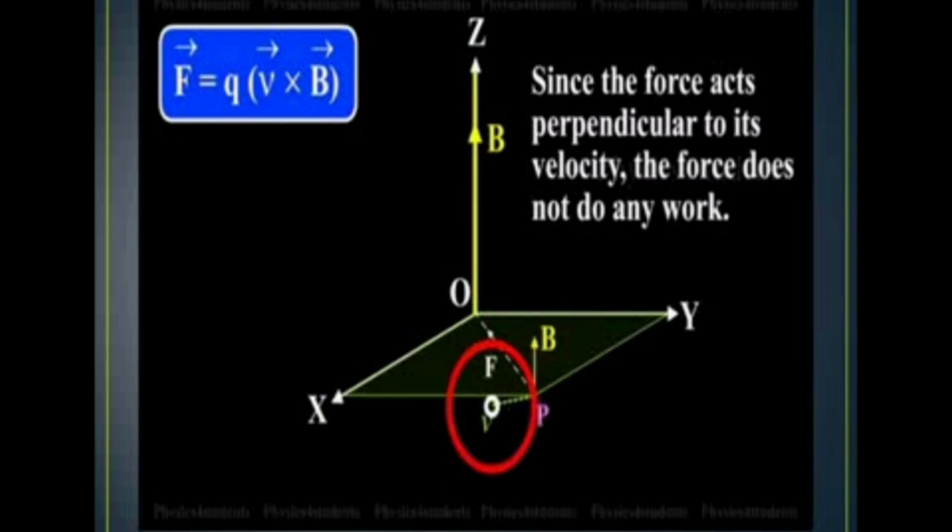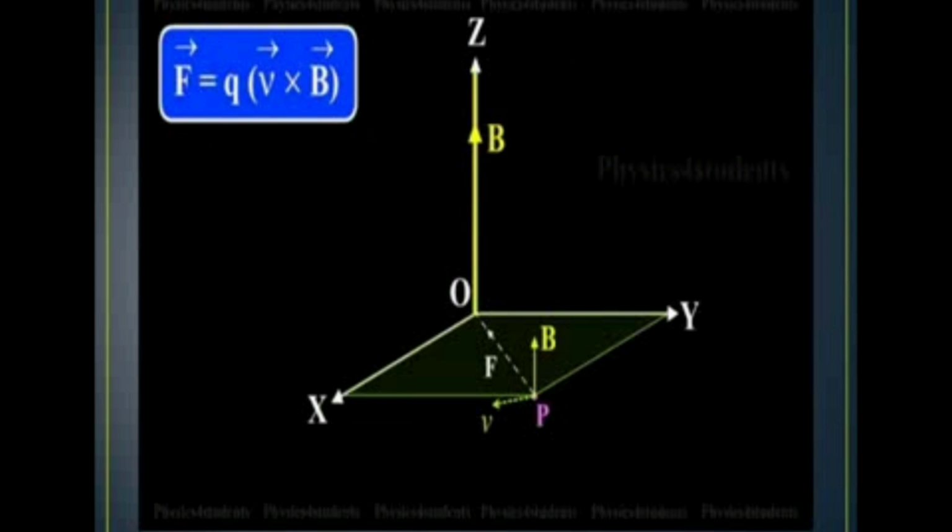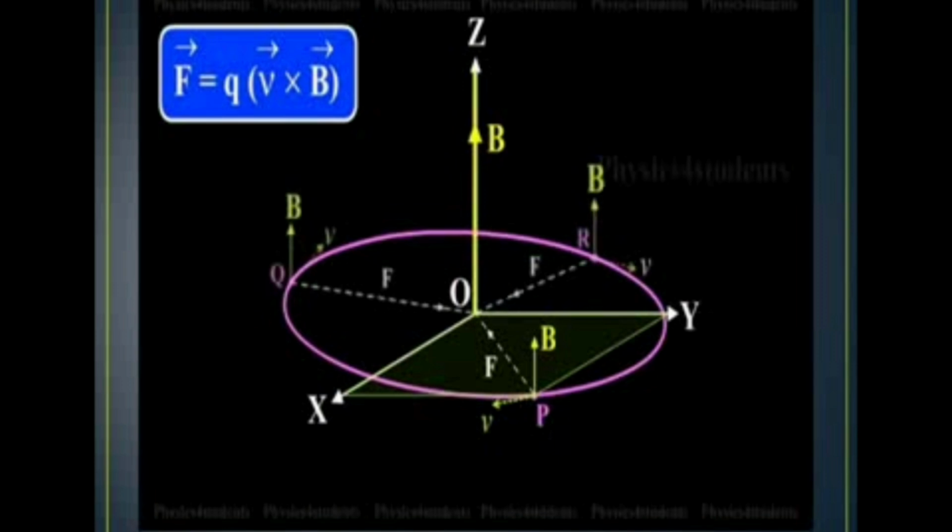Since the force acts perpendicular to its velocity, the force does not do any work. So that force does not do any work. It only changes its direction. So the magnitude of the velocity remains constant, and only its direction changes. That's why the particles are moving in a circular motion. So it only changes the direction, which means the particles are moving in a circular motion.